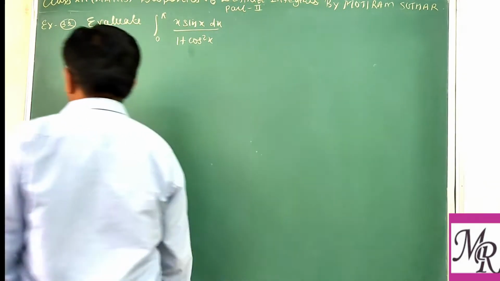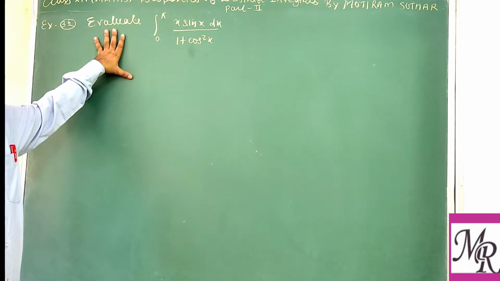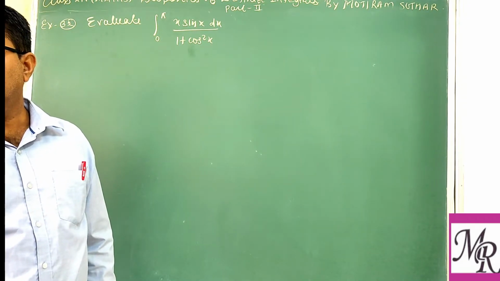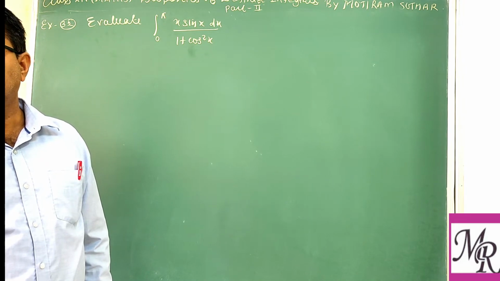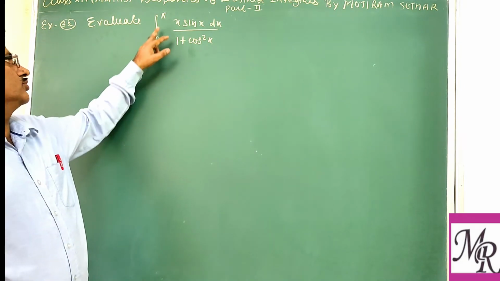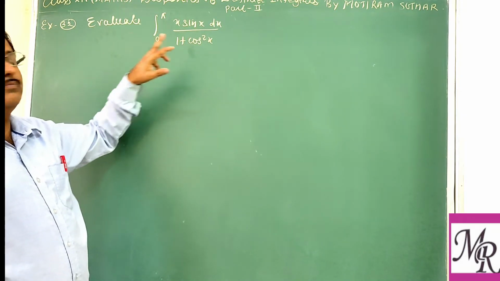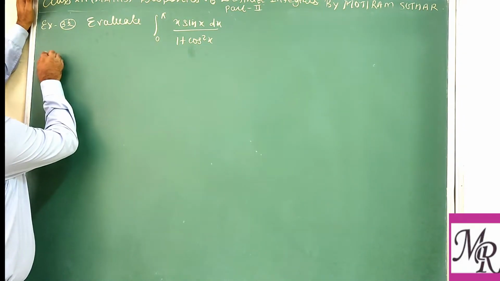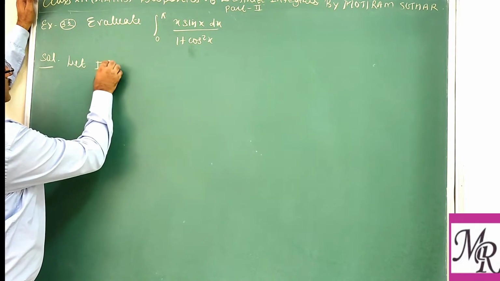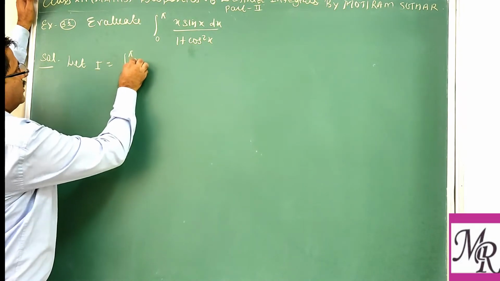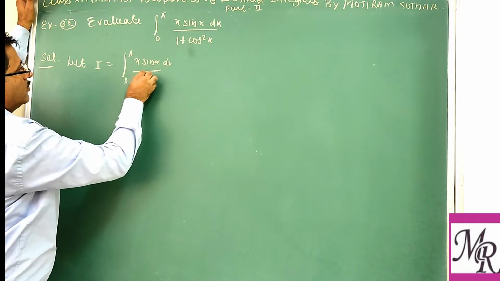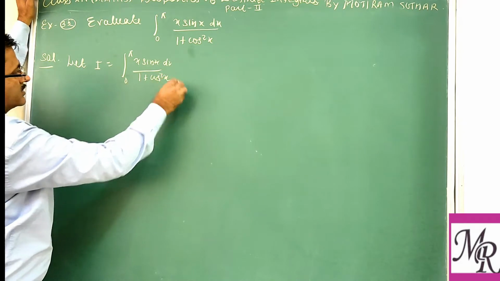So the next example says: evaluate the integral from 0 to pi of x sin x upon 1 plus cos square x. So here the solution is: let I be equal to the integral from 0 to pi of x sin x dx upon 1 plus cos square x.